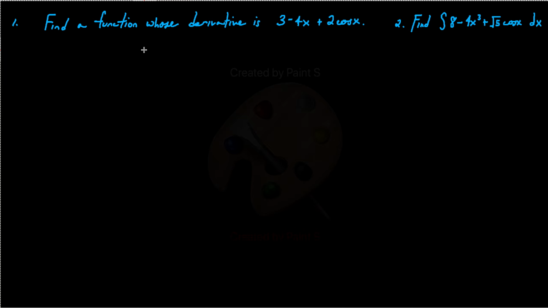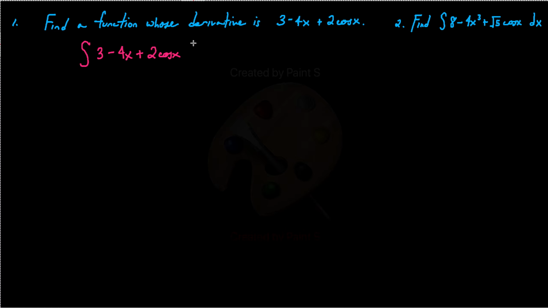How it is that we could be asked to find an antiderivative. So the first question says, find a function whose derivative is this right here. So it's basically asking, find an antiderivative of this thing right here. And rewritten, we could say find an antiderivative, and we write the antiderivative symbol, saying find the antiderivative of this right here.